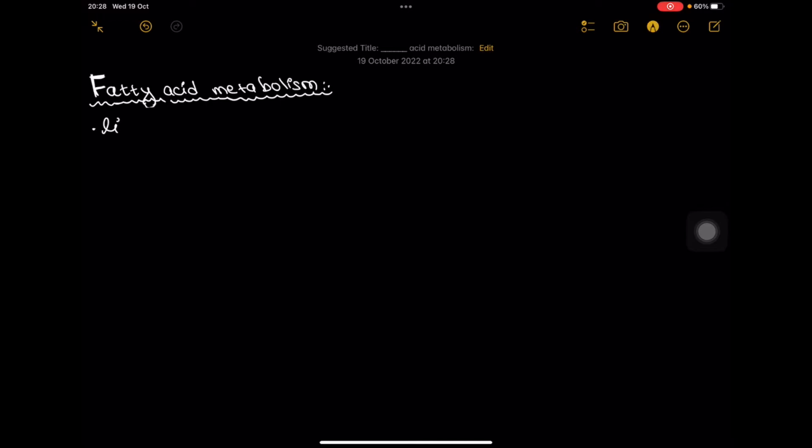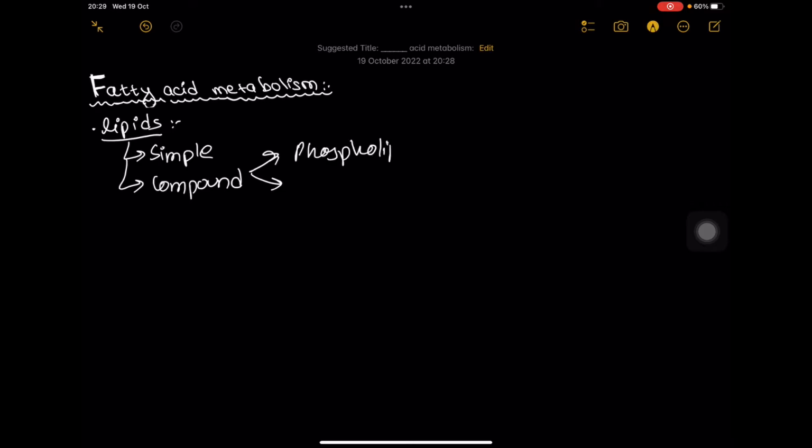First of all, let's know about lipids. Lipids are heterogeneous organic substances made up of hydrogen and carbon, and we all know that they are not soluble in water and are soluble in alcohol and ether. We can simply classify them into simple lipids and compound lipids, and we can further classify the compound lipids into phospholipids and glycolipids.